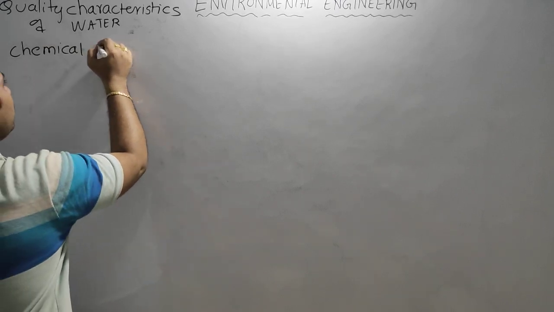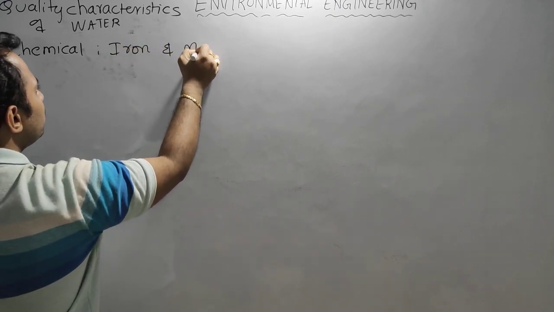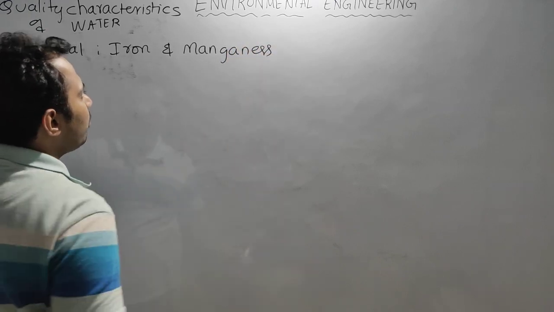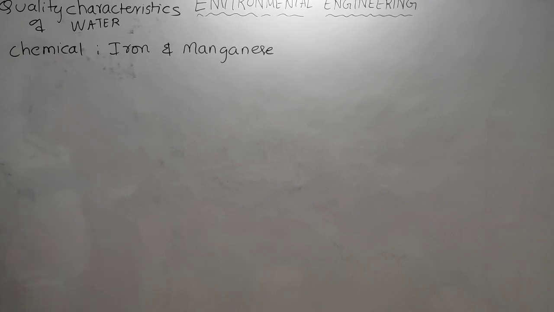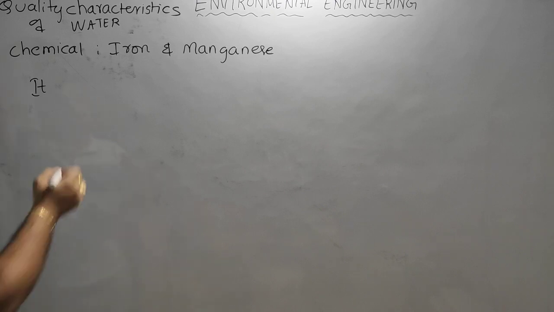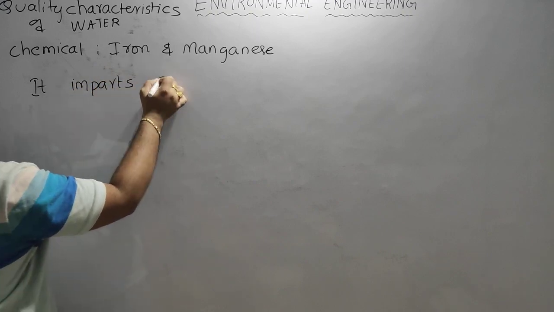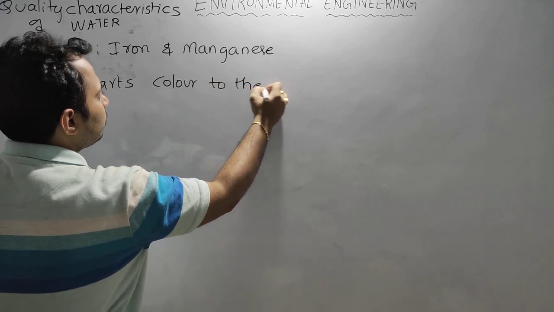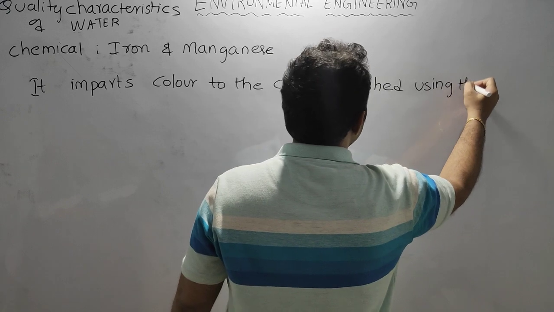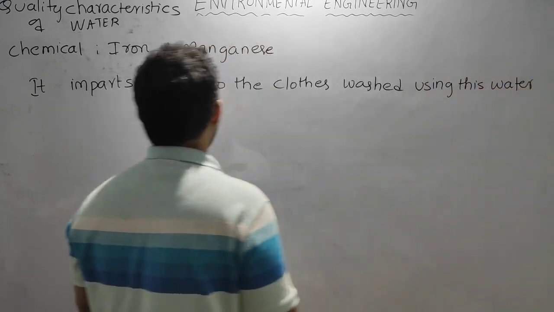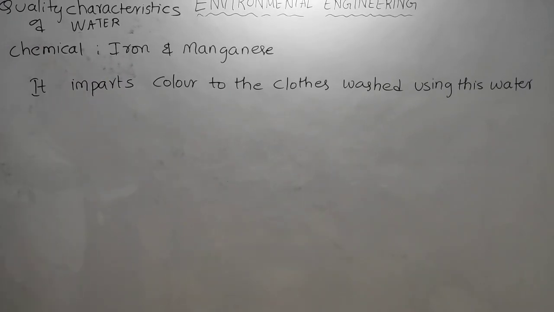Similarly, if iron and manganese are present in water, it imparts color to the clothes. If you are using this water for washing of clothes, it imparts color to the clothes washed using this water. So that is why it is not needed. How much is required for the human being, that we will take, and the rest is not needed, because it causes color problems to the clothes.